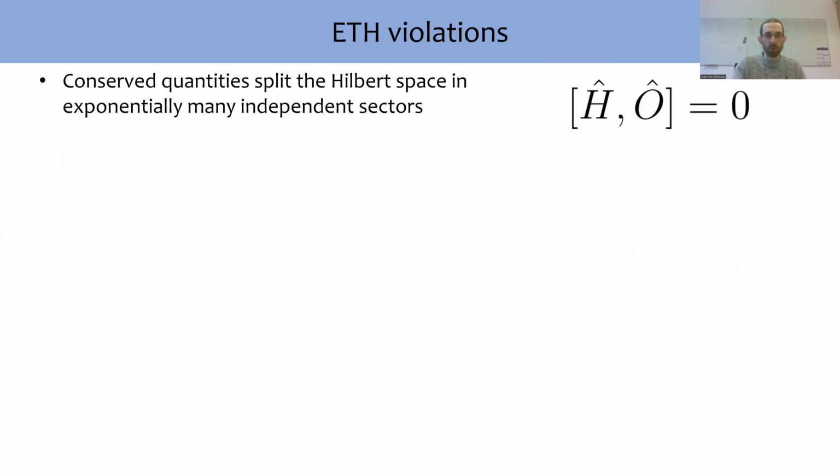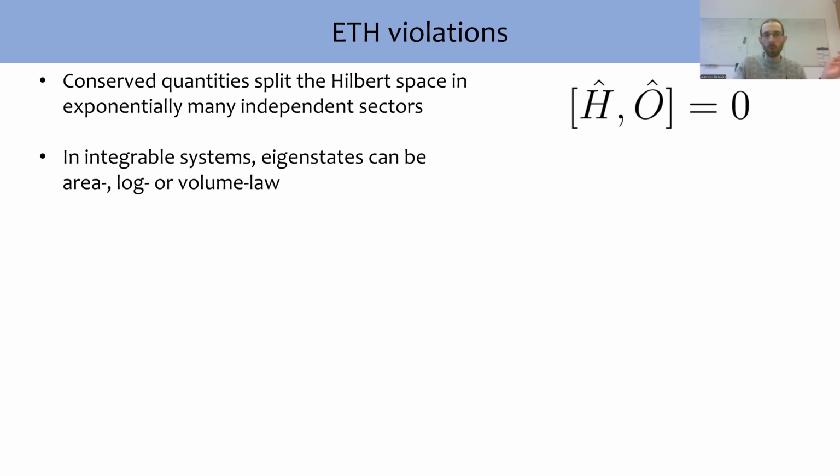And well, we all know some, right? And usually it works with extensively many conserved quantities, so quantities that commute with the Hamiltonian. And then if I pick a random eigenstate and another one of the same temperature, even if they have the same energy, they will always have some different quantum number. So they don't talk to each other and nothing looks thermal. And the simple case is integrability, where you can have basically anything depending on whether it's interacting or not. You can have area, log, or volume law states. It really depends on conserved quantities.